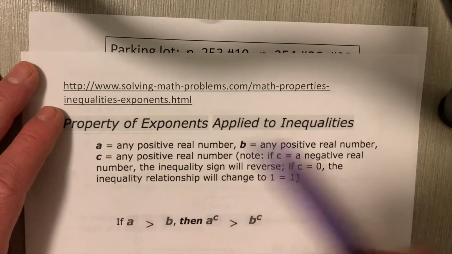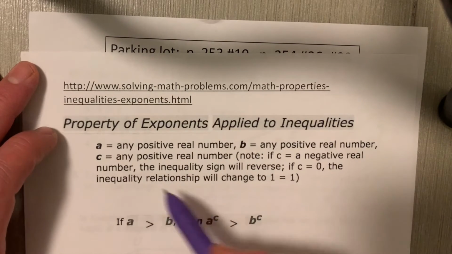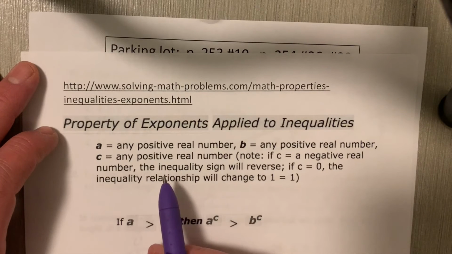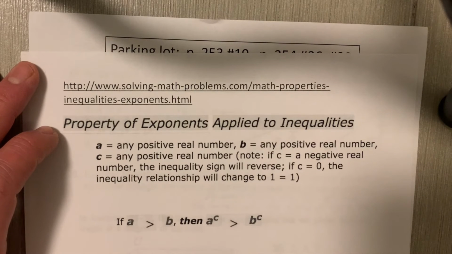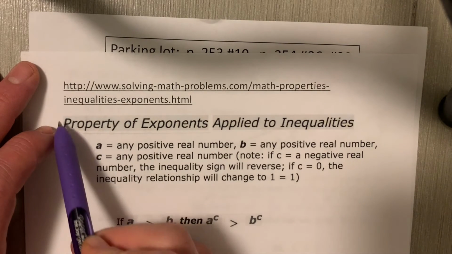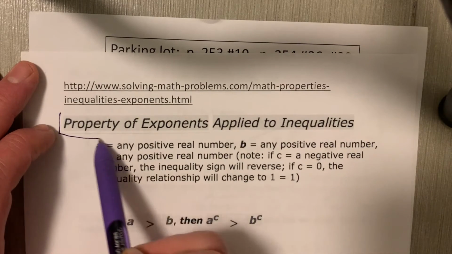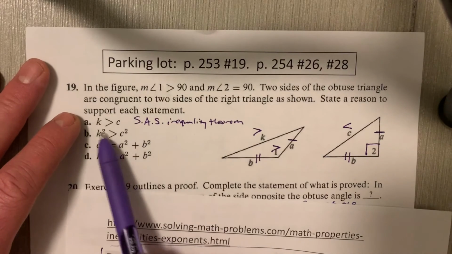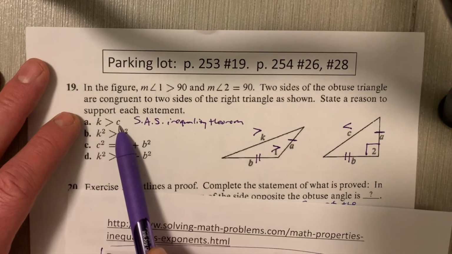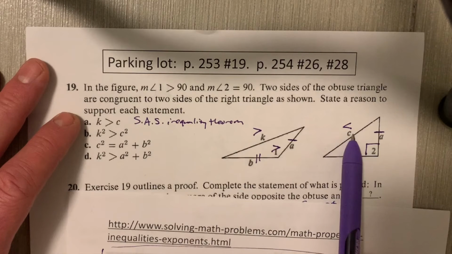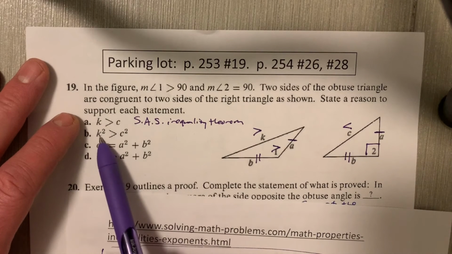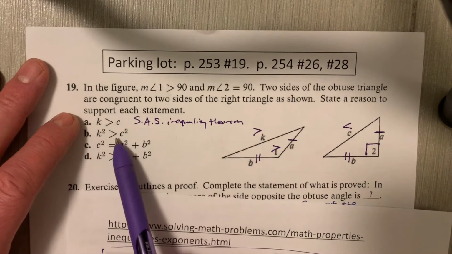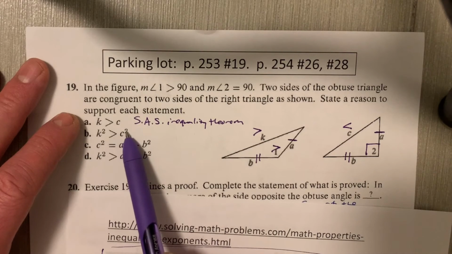This is just something that I looked up online. They assume you've seen something like this in textbooks before, but textbooks aren't a big thing nowadays. But this is a property of exponents applied to inequalities, okay? So here, let's think about it. We know that we have K, we know that we have C. K is greater than C, okay? So if K is greater than C, then we'd actually know the square of K would have to be greater than the square of C, okay?